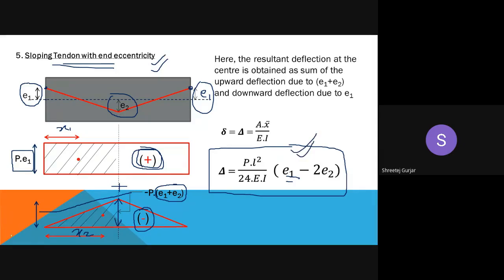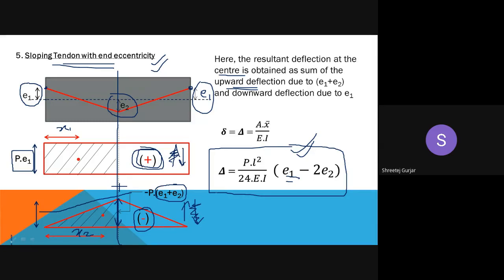So here the resultant deflection at the center, we are dealing with deflection at the center because the centroidal deflection is the maximum one. The resultant deflection at the center is obtained as the sum of the upward deflection due to E1 plus E2 and the downward deflection due to E1. Both of these you have to add, and then you find the total deflection caused by this sloped tendon. This is a downward deflection, and this is an upward deflection.